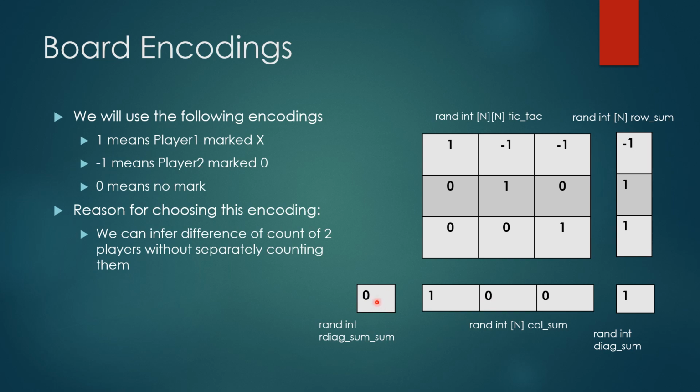And we'll also have random variables rdag sum and dag sum. The reason for choosing this encoding is the P1 wins bit vector that we remember. We will write constraints between this and the P1 wins. If there are n 1s on the board across a row, then the row sum for that will be n, and then we will know that P1 has a 1 in that direction.